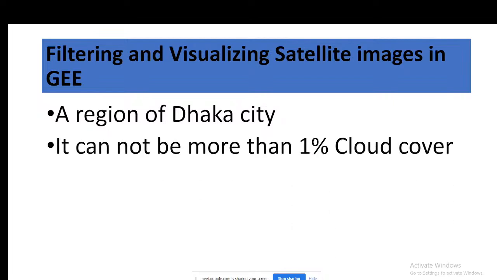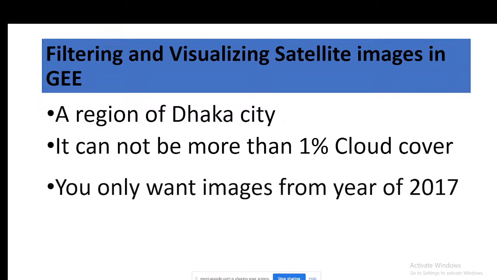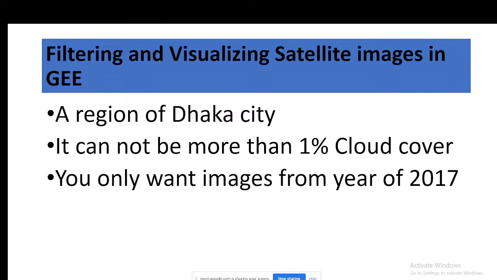Another factor is that I only want those images that have not more than 1% cloud cover. So this is my second factor. Okay, and the third factor is a specific time period. Suppose I need this image for the wet season, the rainy season, for Dhaka city in the year 2017. So any time period.